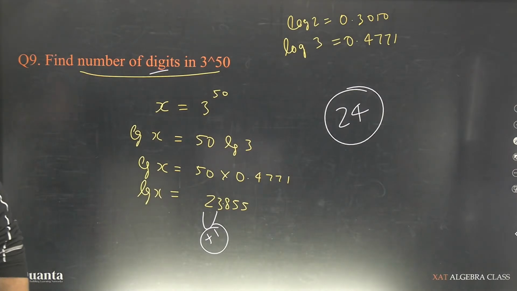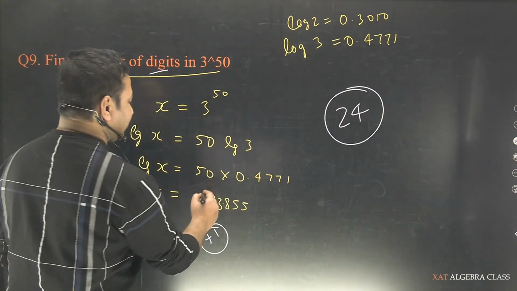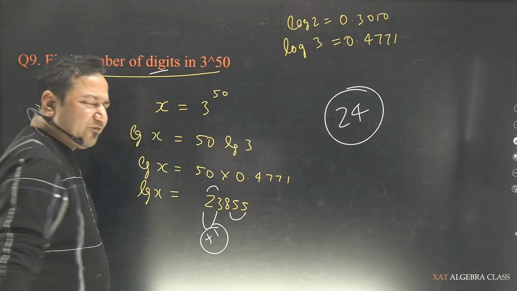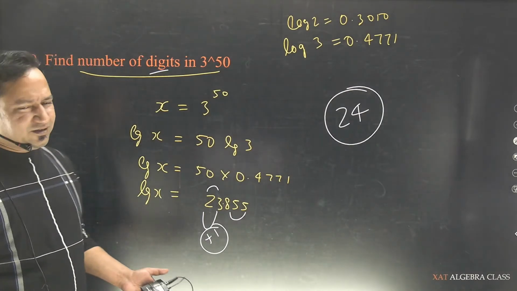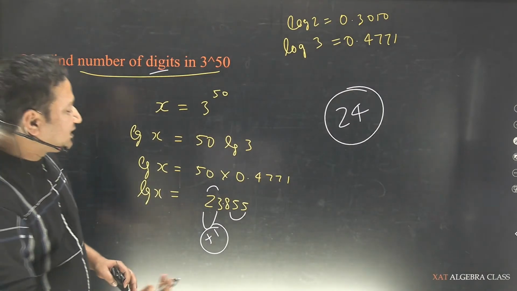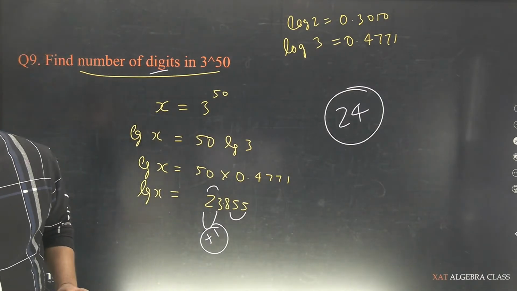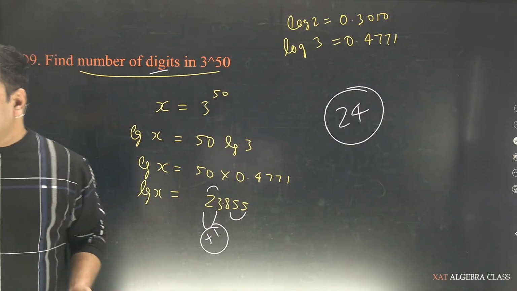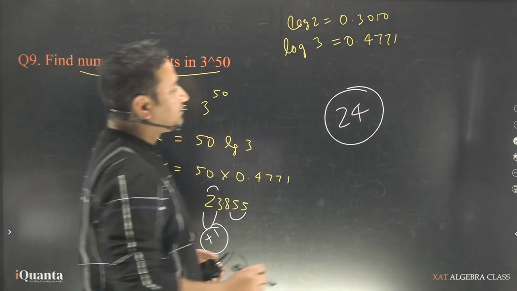Always plus 1. This is called the characteristic of log, and this is called the mantissa. We don't use these terms in CAT because it sounds very technical. So we just say, just before the decimal point, whatever we have, just add 1 to it. All right? That is what we need to do. Coming to the next question.